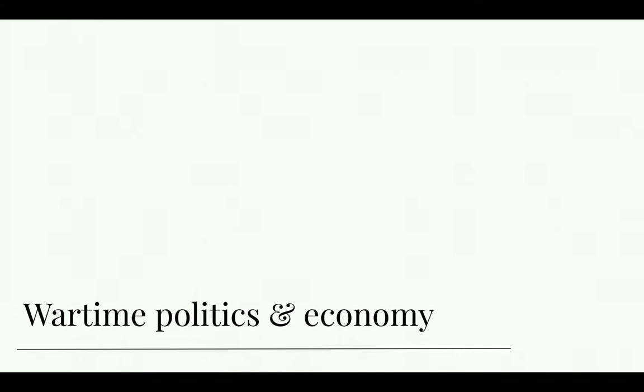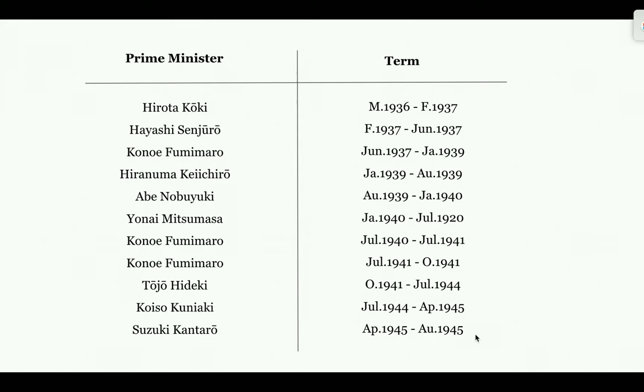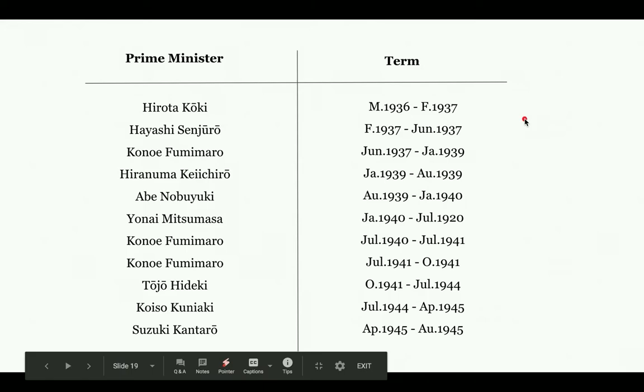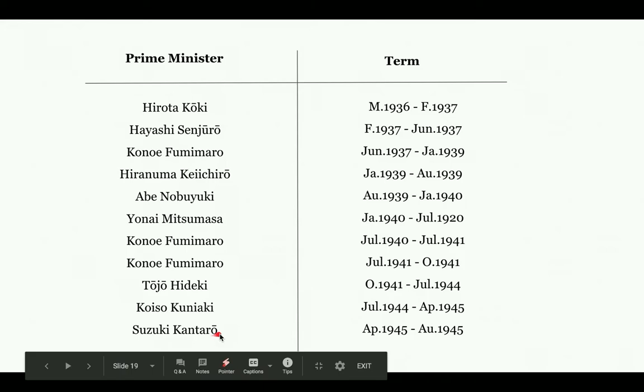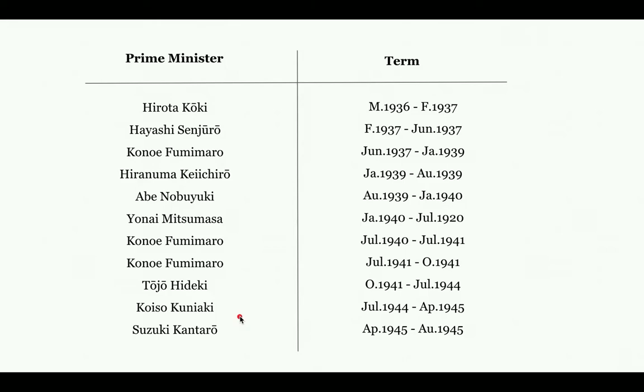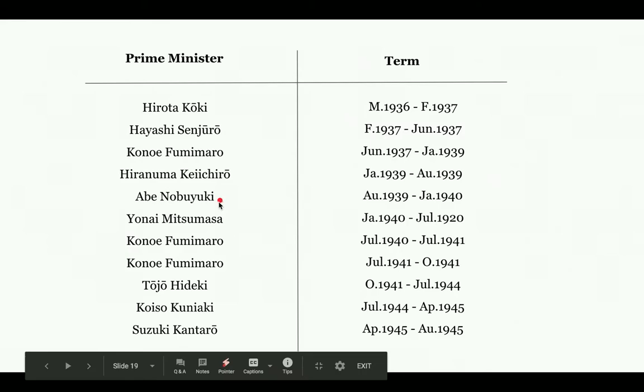So here are the prime ministers who served throughout the wartime period. Hirota Koki, Hayashi Senjuro, Konoe Fumimaro, Hiranuma Keiichiro, Abe Nobuyuki, Yonai Mitsumasa, Konoe Fumimaro again, three times total, and Tojo Hideki, Koiso Kuniaki, and Suzuki Kantaro. Some of these names are going to come up a bit in the next few slides. Maybe just keep them in mind in the order that they served. But definitely two to remember, Konoe Fumimaro and Tojo Hideki.